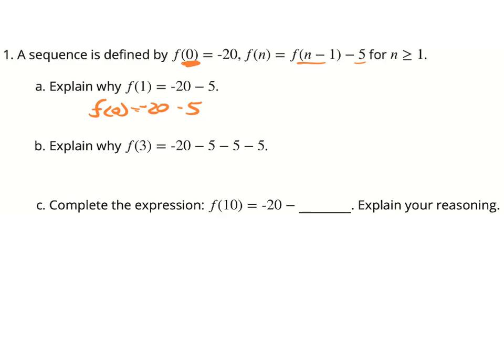Explain why f of 3 is negative 20 minus 5 three times. Because we subtracted 5 three times. The input is how many times you do the change. Complete the expression: f of 10 is negative 20 minus 5 ten times. So 5 must be subtracted 10 times.